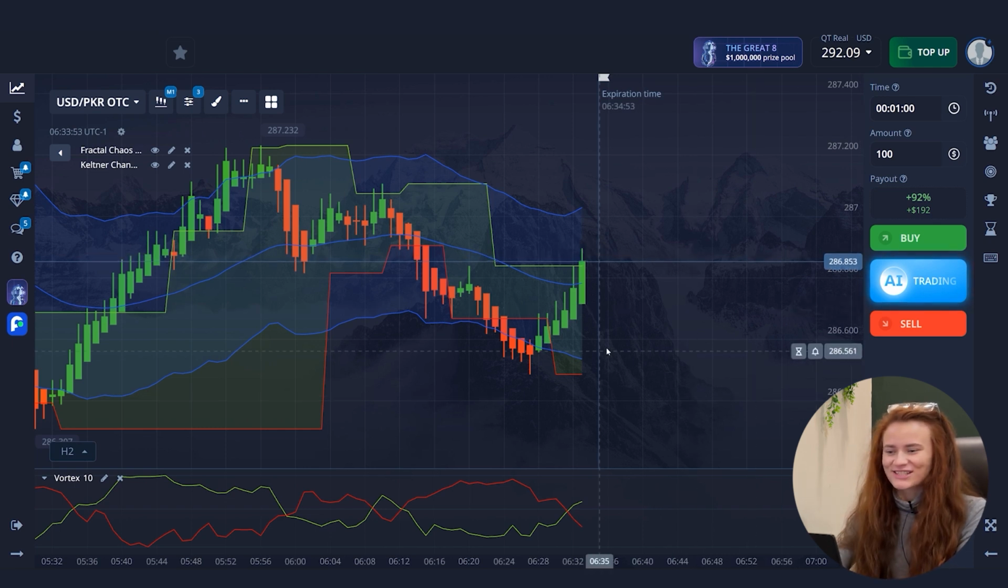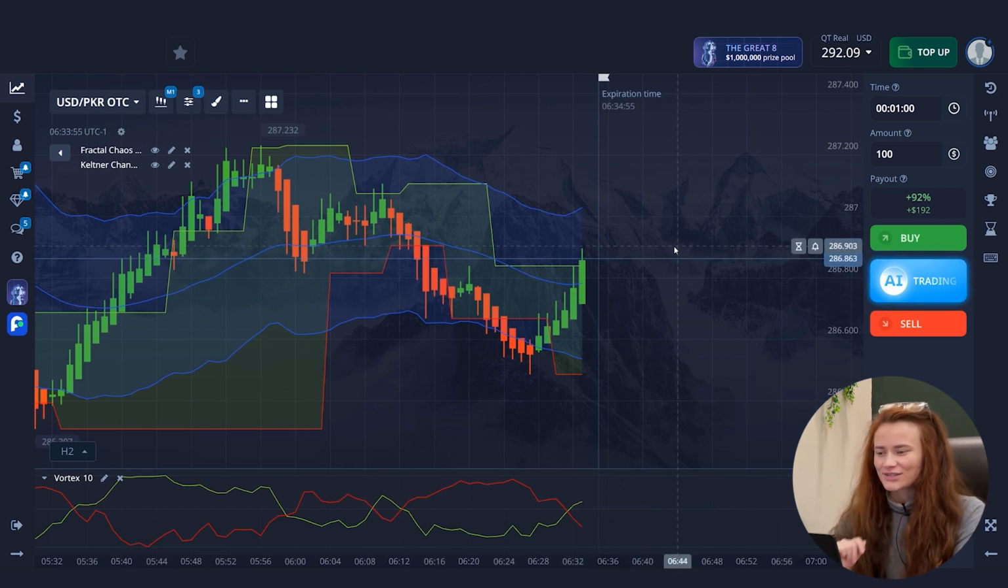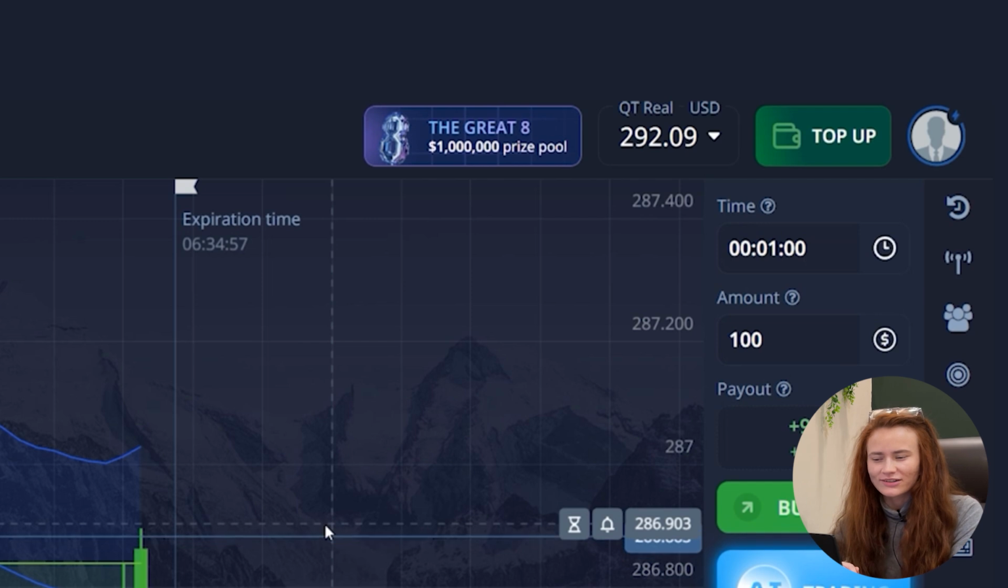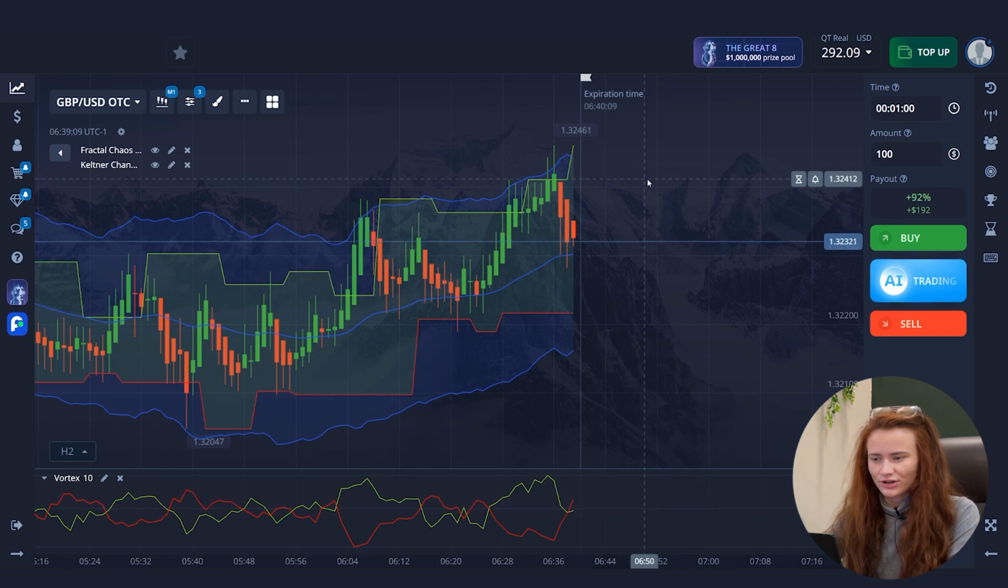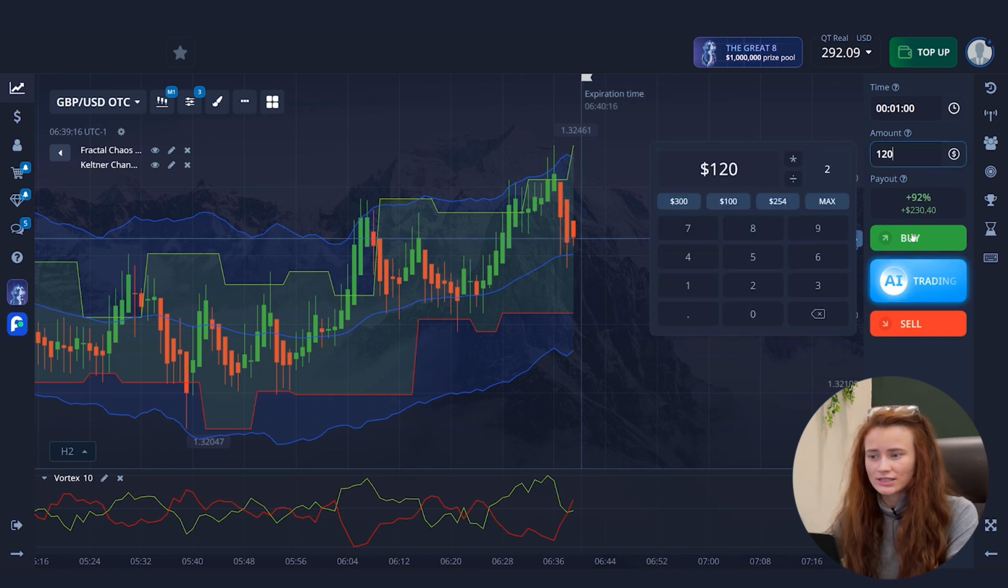Great start, guys! The first trade is profitable. So now my capital is $292. Well, I continue working because there are several more trades ahead. Found another interesting chart. Let's open a trade. The amount of the trade is already $120. It is a trade for sale.